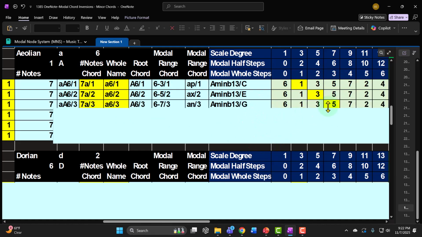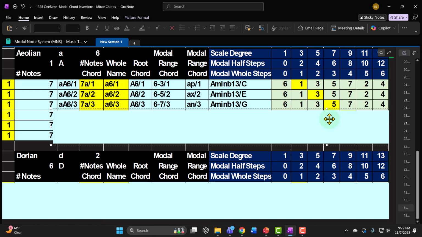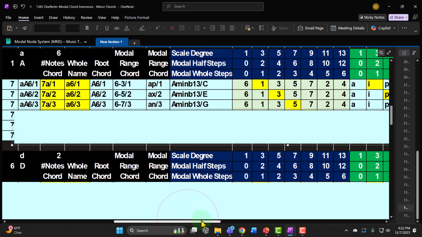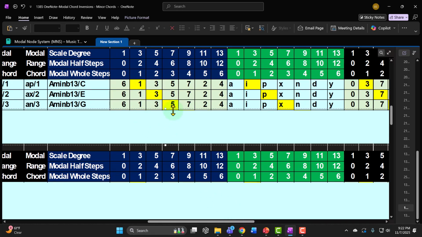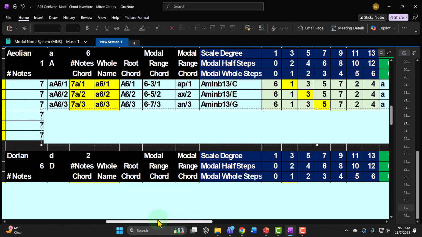Okay, if I go to the next one, we're going to say it's going to be the third inversion. Normally A minor flat 13/G, because the third inversion point happens to be nodal point 5, which in the collection of notes around the key of C would be a G. But it would be more efficient to call it a 7A/3 or an A6/3, 7-note Aeolian third inversion, or Aeolian 6 modal whole step third inversion. The third inversion simply means go 3 modal whole steps up from Aeolian to Mixolydian, and that's going to be the lowest note, the point of the inversion.